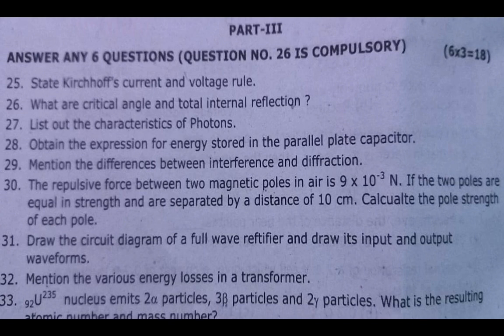Question number 31. Draw the circuit diagram of a full wave rectifier and draw its input and output waveforms. Question number 32. Mention the various energy losses in a transformer. Question number 33. Uranium-235, atomic number 92, nucleus emits 2 alpha particles, 3 beta particles, and 2 gamma particles. What is the resulting atomic number and mass number?